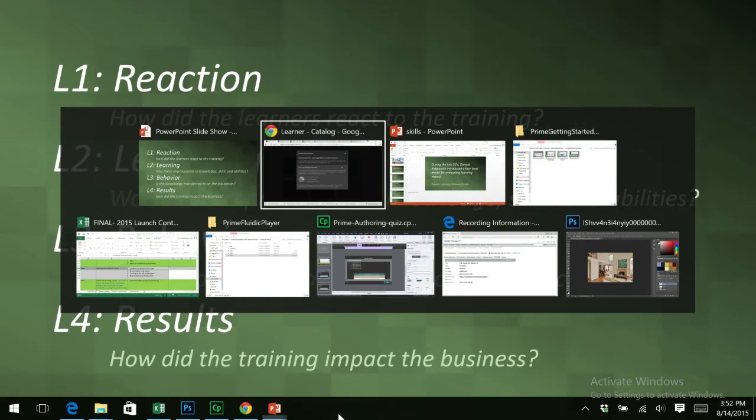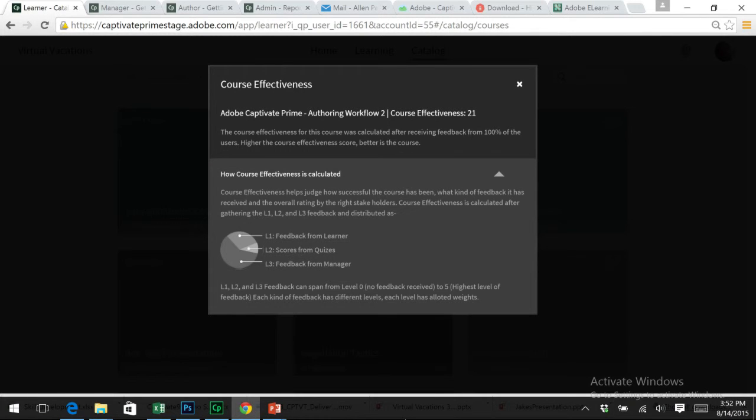And so you can see that the L1 feedback is a chunk of that calculation for the course effectiveness rating. The L2 feedback, those quiz scores, is a smaller chunk. And the largest chunk is the feedback from the manager, and that's how course effectiveness is calculated in Adobe Captivate Prime.